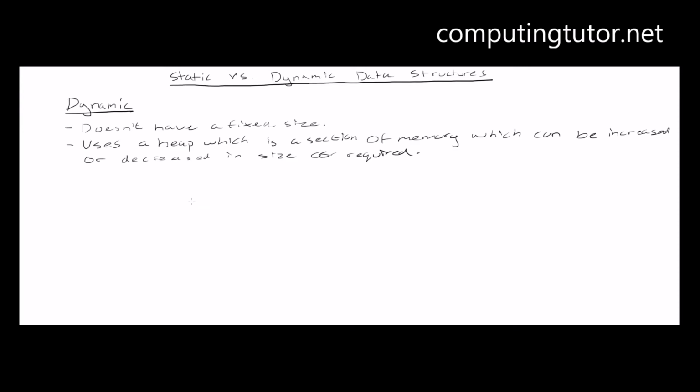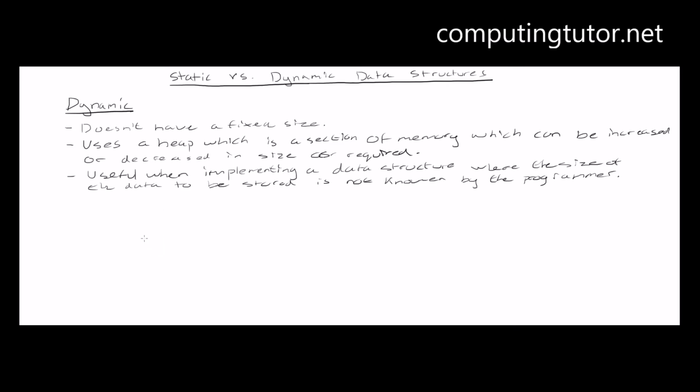And dynamic data structures are useful when implementing a data structure where the size of the data that's going to be stored is not known by the programmer. So an example of a dynamic data structure in a programming language would be the list data structure in Python. And the list data structure in Python is dynamic because you can continue to add items to a list in Python with the only limit being the amount of memory that your computer has. And so yes, that's why Python lists can be considered to be dynamic data structures.